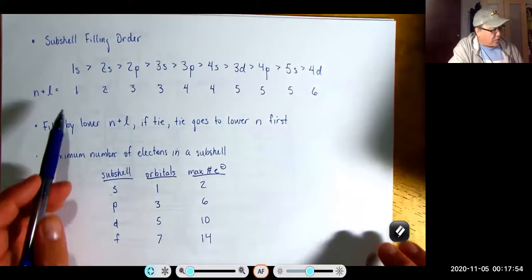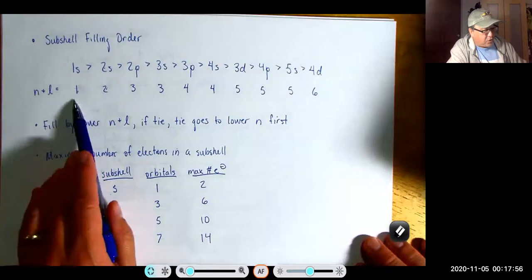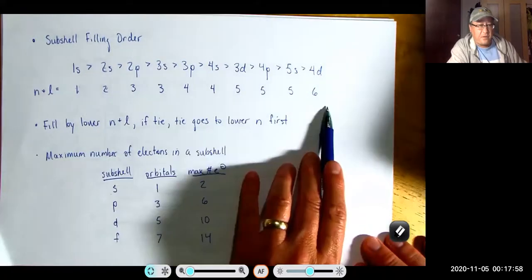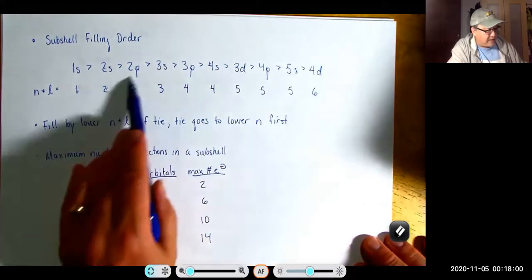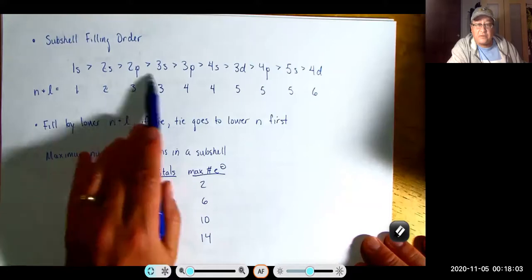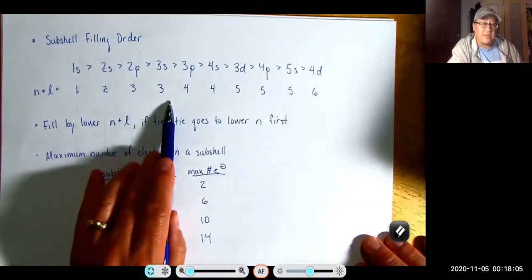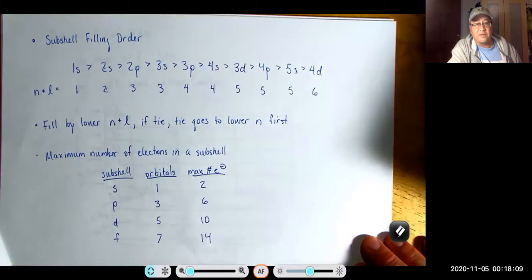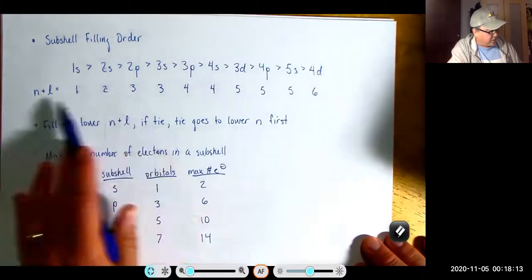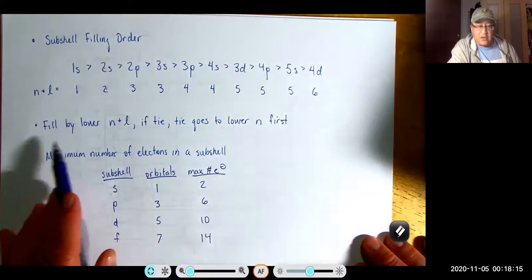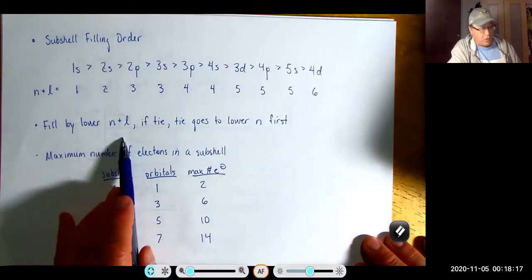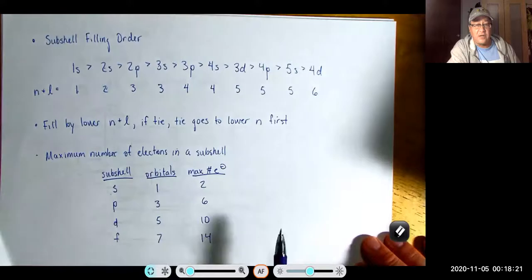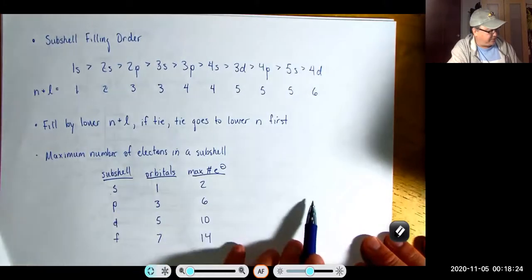And the filling order goes from lower total to higher total. What happens if you have a tie? The more stable subshell is the one with a lower principal quantum number. Okay, so this is the subshell filling order, and you fill by lower total n plus l. And if there's a tie, it goes to the lower n first.